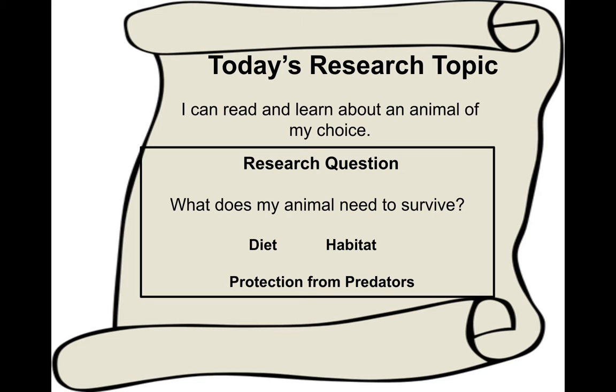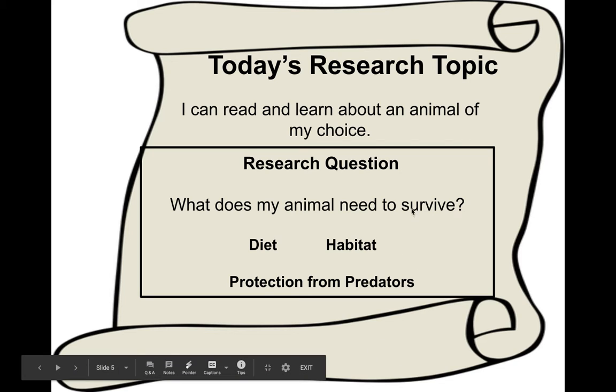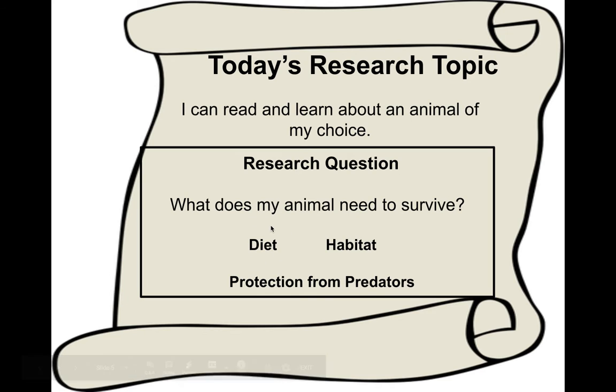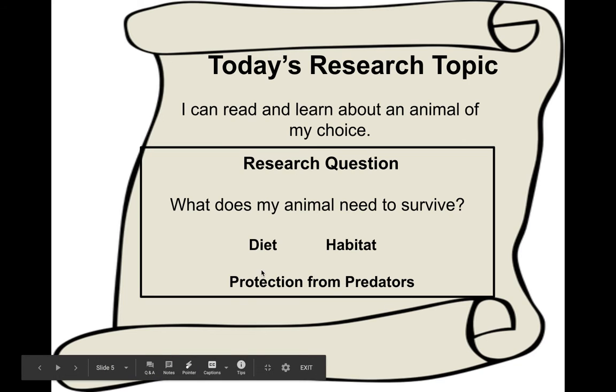Here are some ideas that you might choose to write about. In order for your animal to survive, what do they need in their diet? That means, what do they need to eat? What is their habitat or where they live? And how do they protect themselves from predators? That's protection from predators.